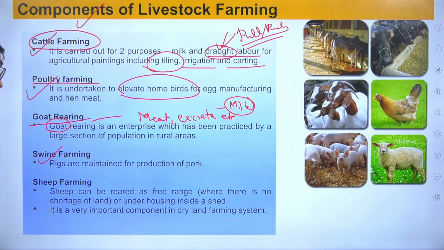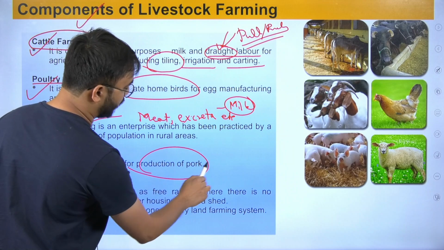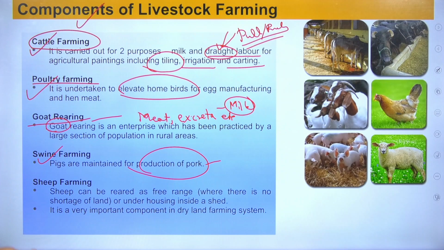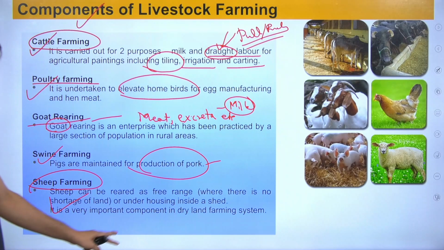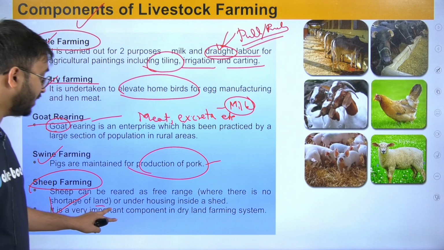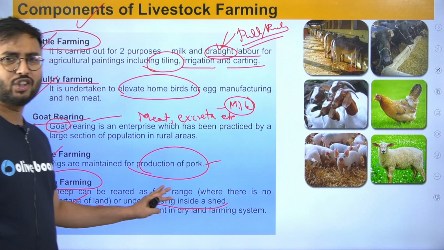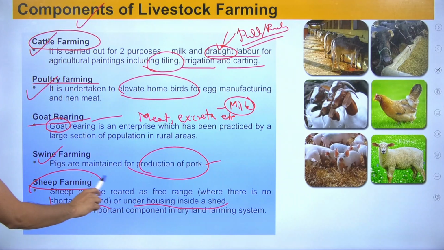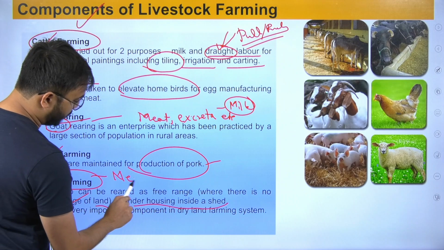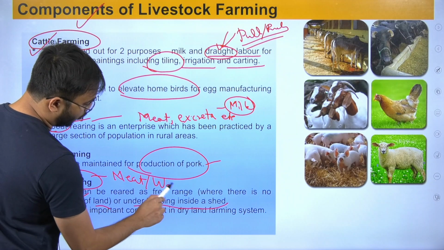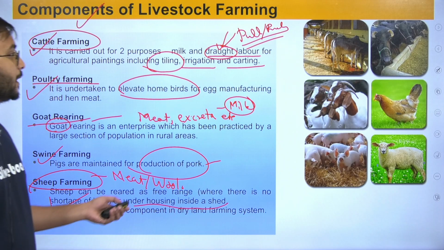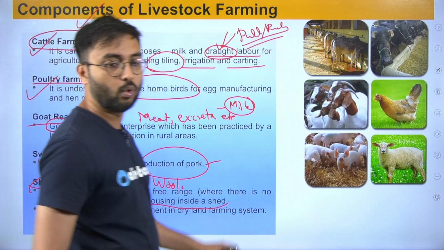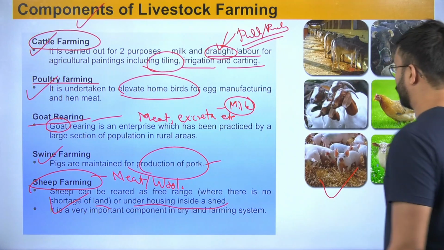Then swine farming, of course, for the production of pork, because pork meat is very famous as well as of high economic value. Then comes sheep farming. Sheep can be reared free range where there is no shortage of land, or under housing inside a shed. Sheep farming is generally done for meat, for wool, and also for milk production.